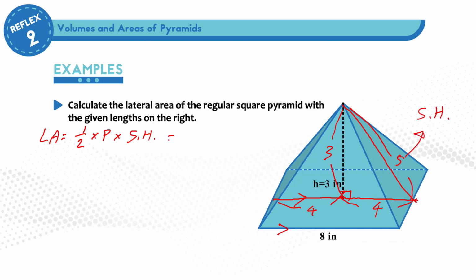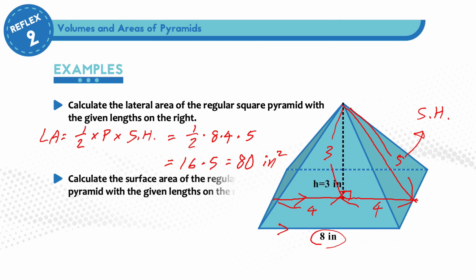Now, let's use the formula. 1/2 times the perimeter. One side is A, so A times 4 times the slant height, which is 5. So that is equal to 16 times 5, which is 80. Now the unit would be square inches.